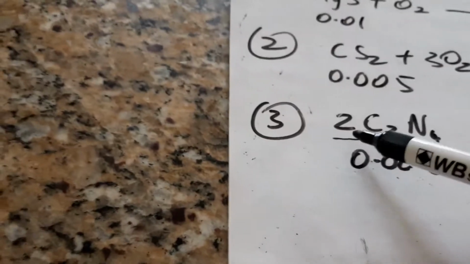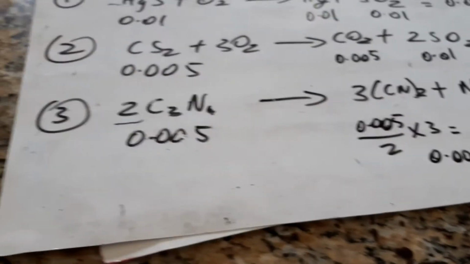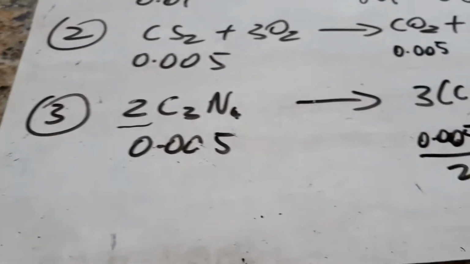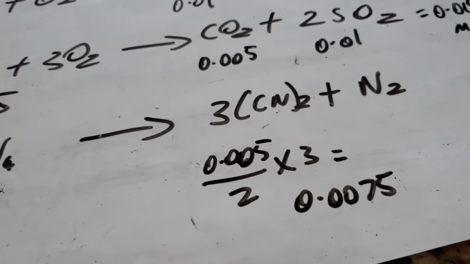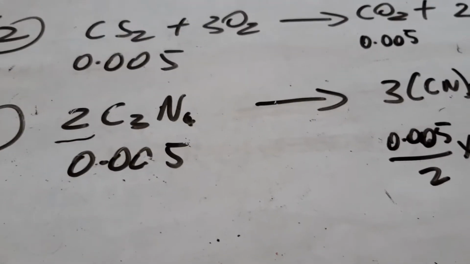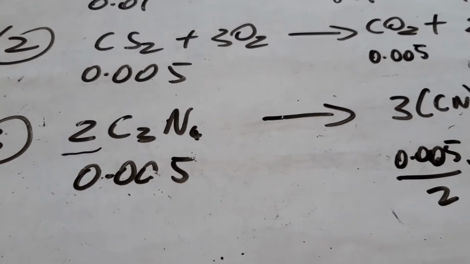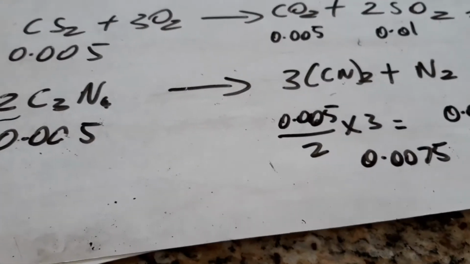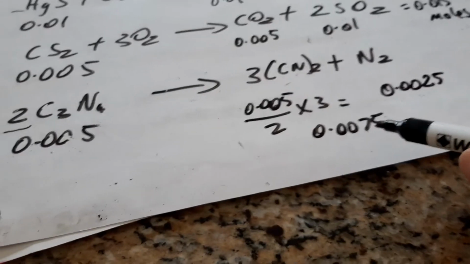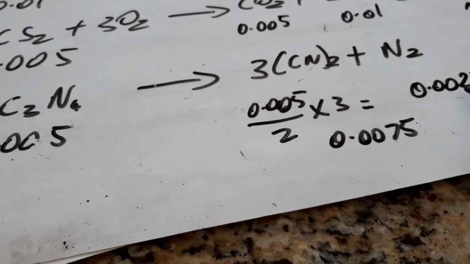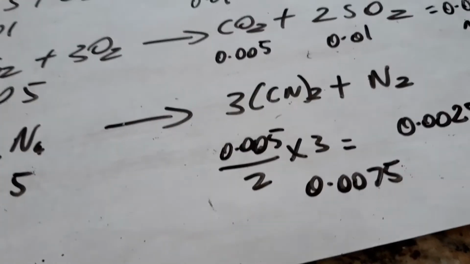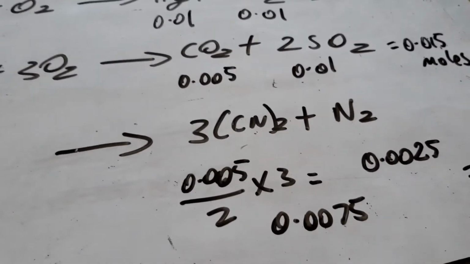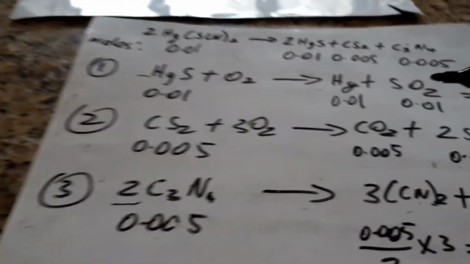And then you can see the molar ratio here is 2 to 1 for nitrogen. So we're going to divide 0.005 by 2 to find the amount of moles of nitrogen produced. And that's 0.0025 moles. All right, so now we tot up 0.0075 plus 0.0025 and we get 0.01 moles.